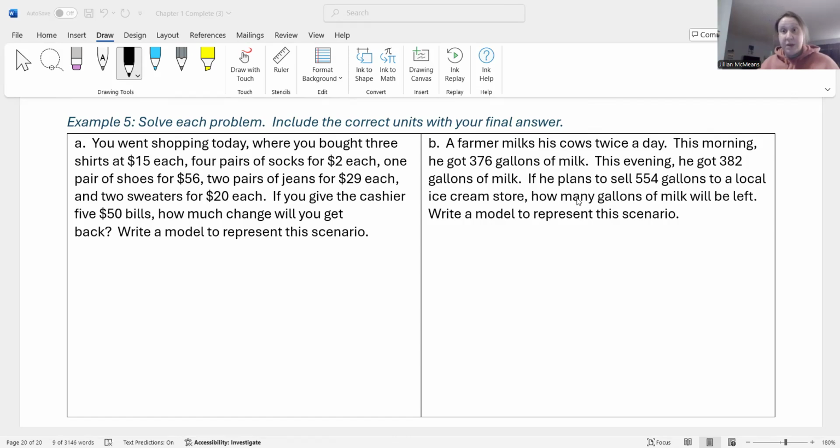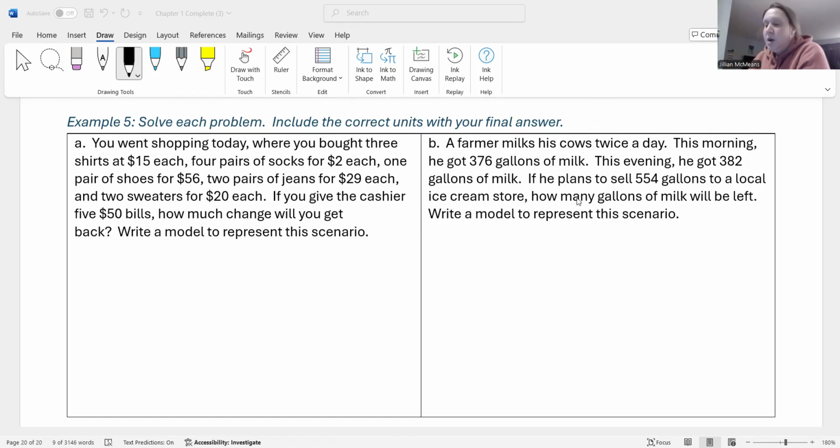So when we say something like write a model to represent this scenario, we want you to write a single problem that will solve this situation. So we want one single expression, mathematical expression that would solve this, okay? So let's think about this. We're giving a cashier a certain amount of money. From that, she or he is going to take away what we're buying, and then whatever's left over is the change that we get back.